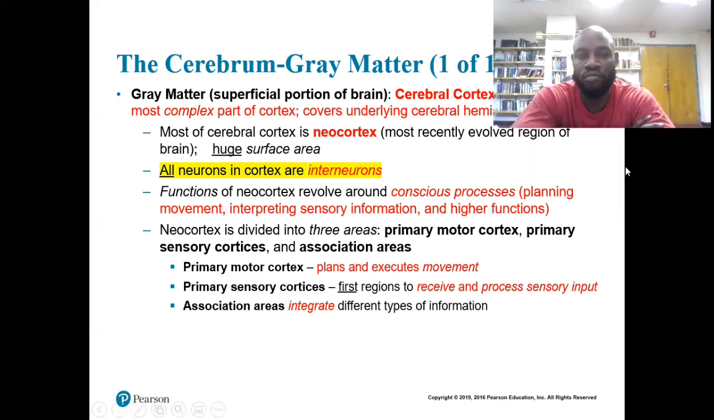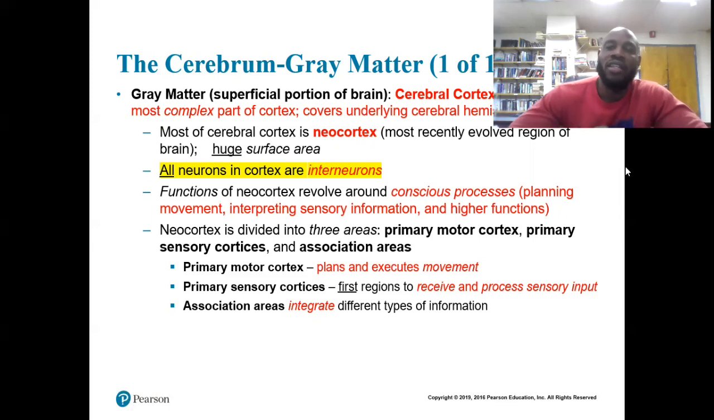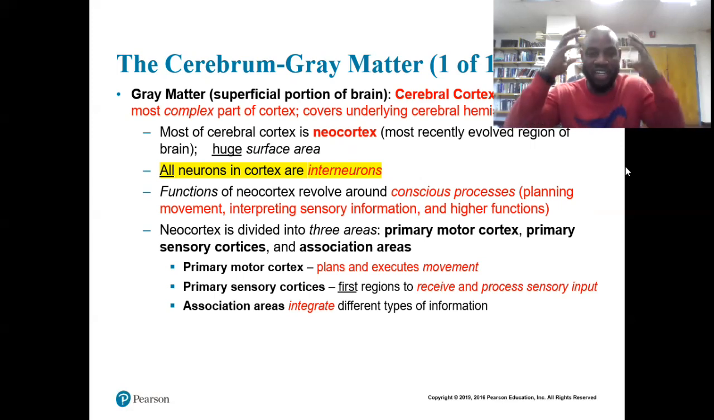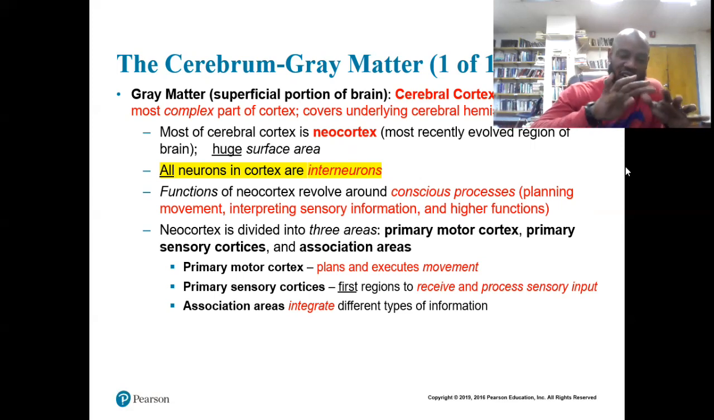Now, gray matter is on the superficial. Remember, that's unmyelinated axons, unmyelinated dendrites, and soma cell bodies. The gray matter, the superficial portion of the brain, we call that the cerebral cortex. This is functionally the most complex part of cortex, which covers the underlying cerebral hemispheres. Okay, remember the cerebrum is divided into left and right hemispheres. So you have this gray matter on the surface that covers the underlying white matter in the cerebral hemisphere.